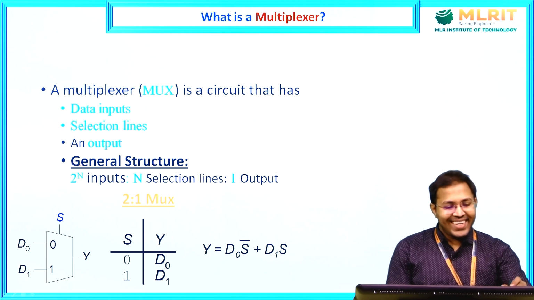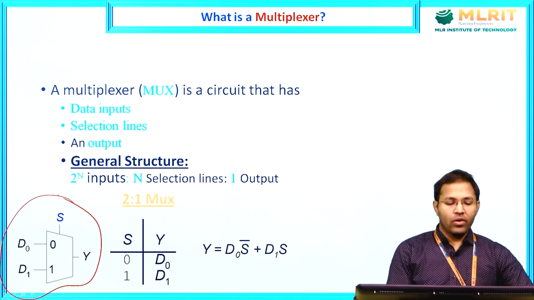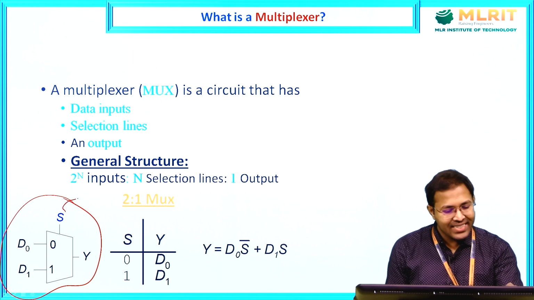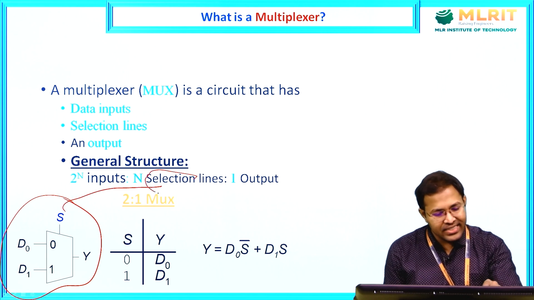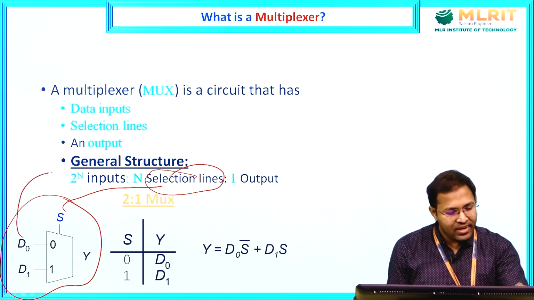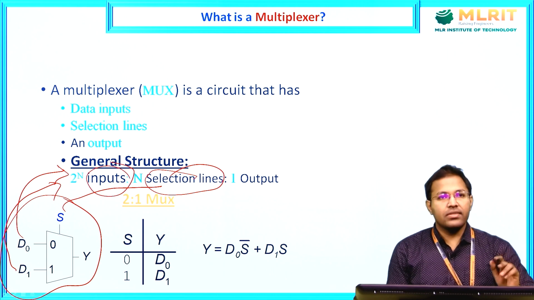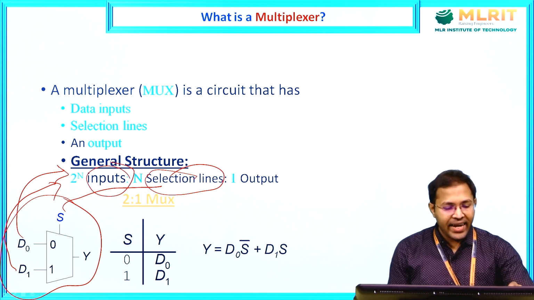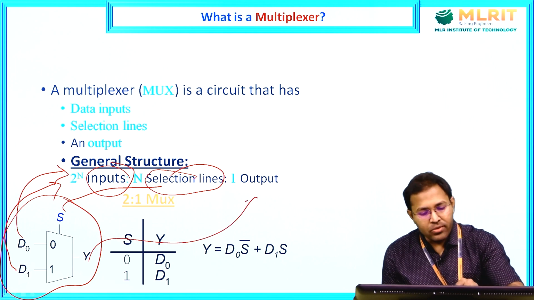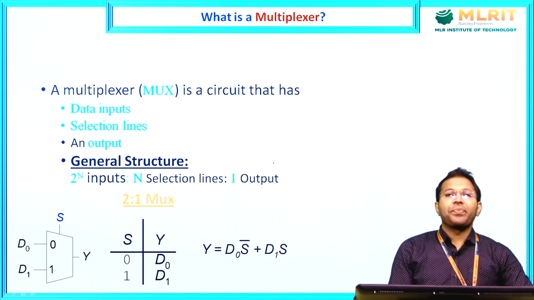So this is the circuit symbol of a multiplexer. As discussed, S in this case is your selection line, and D0 and D1 are the two inputs. Clear? And Y is the output.